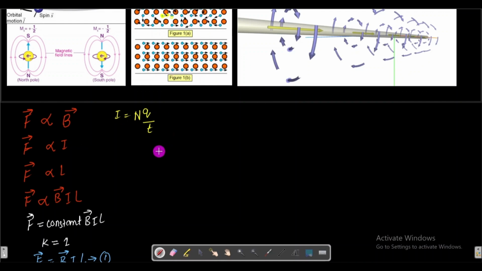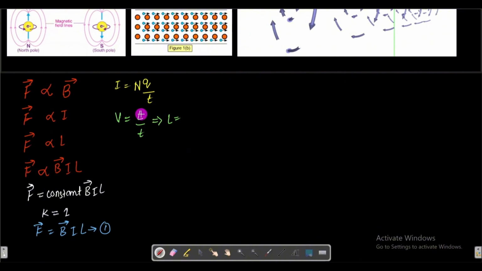So here we have drift velocity, and we know that v is equal to length divided by time. Here we are going to find the relation for this L, the length. So for that, L will be equal to v T.